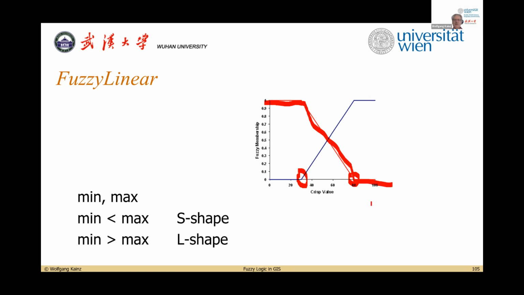So whenever you make use of these tools, and you will see that in QGIS, it's basically the same. With this linear function, you can achieve L-shaped and S-shaped functions. It just depends how you enter the minimum and maximum values. If the value for the parameter min is less than the value for the parameter max, then you achieve an S-shaped function. If the value for the parameter min is greater than the value for the parameter max, you achieve an L-shaped function. So that's the linear.